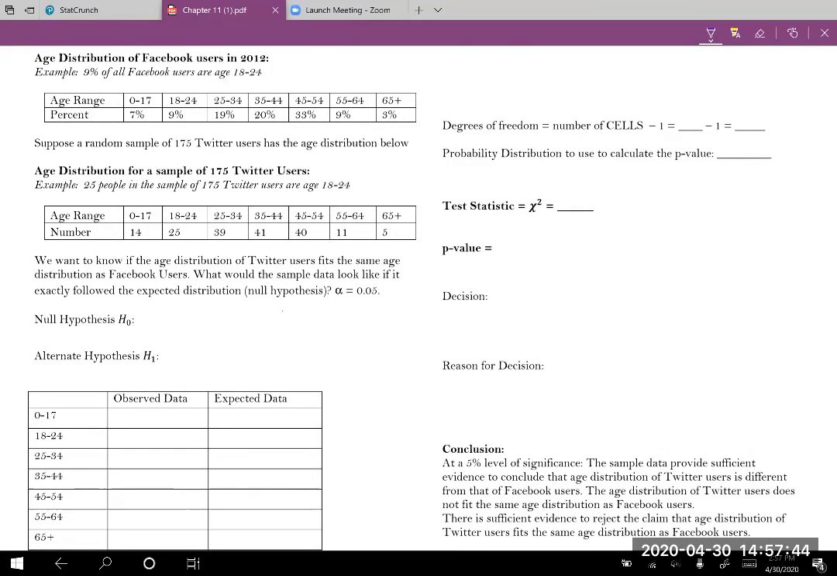So in the null, I'm going to say that the age distribution of Twitter users fits the same age distribution as Facebook users. And then in the alternate, I'm going to say that the age distribution of Twitter users does not fit the same age distribution as Facebook users.